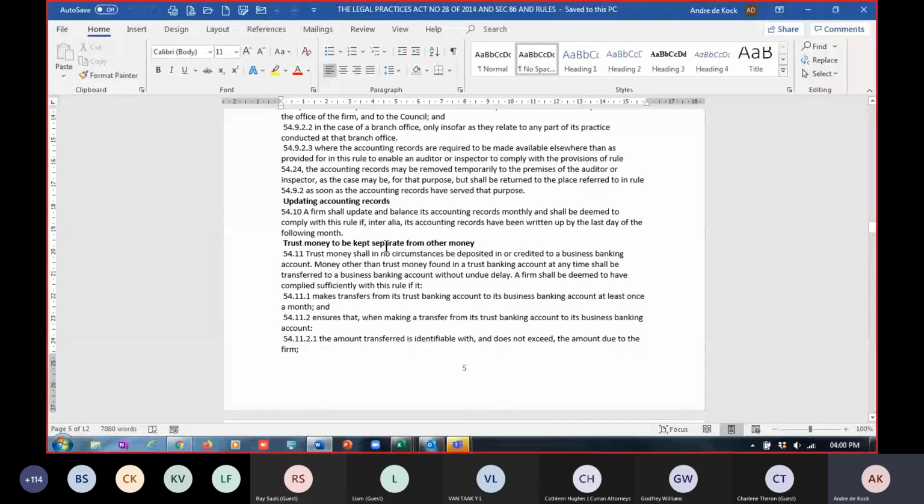Over here, trust money to be kept separate from other money. Trust money shall in no circumstances be deposited in or credited to a business banking account. Money other than trust money found in a trust banking account at any time shall be transferred to the business banking account without undue delay. What I actually mean here is, let me read a little bit further. A firm shall be deemed to have complied sufficiently with this rule if it makes a transfer from its trust banking account to the business banking account at least once a month.